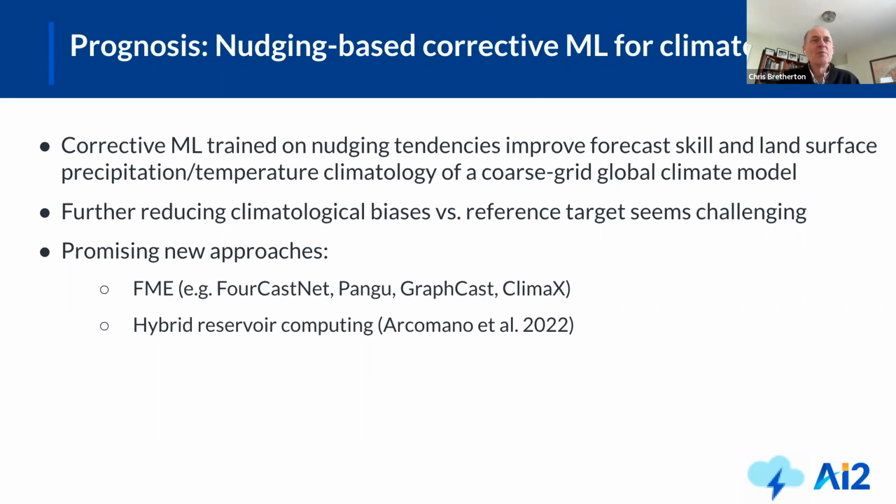And with that in mind, we're exploring some other approaches which the machine learning community has helped to develop in the meanwhile. One of them is called full model emulation, and a few examples are mentioned here, including ForecastNet, on which Mike Pritchard is working. Another hybrid machine learning approach is called hybrid reservoir computing.